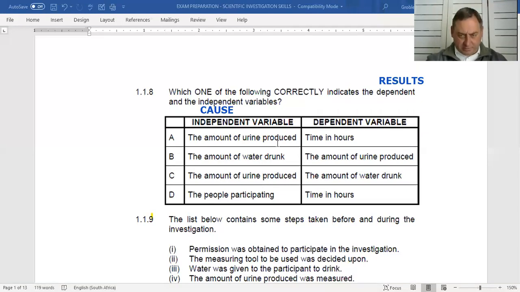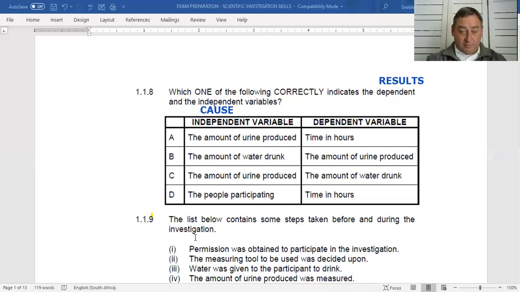The amount of urine produced was the cause. No, that's the results. So I'm not going to read further here. This is nonsense. A is not true. The amount of water that he was drinking caused the results of the amount of urine produced. That is my answer. I'm already spotting the answer. You too, you're spotting it there. Let's look at C and D. The amount of urine produced was the cause. No, that was the results. The people participating influenced the time. No. So it's easy. You see how reasonable the questions are. It's number B.